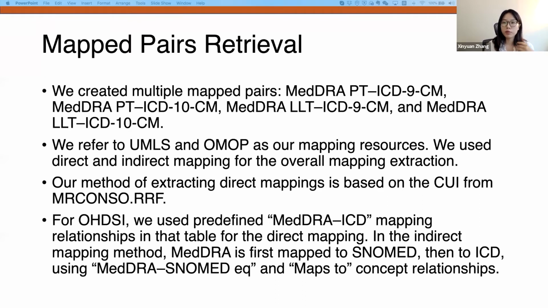And we used both direct and indirect mapping for the overall mapping extraction. So in the direct mapping method, for the UMLS, we simply use the QEID, which indicates the terms are synonymous. And for the indirect mapping method, we actually use an intermediate terminology, which is called SNOMED-CT. SNOMED-CT is designed for a purpose similar to adverse reactions.